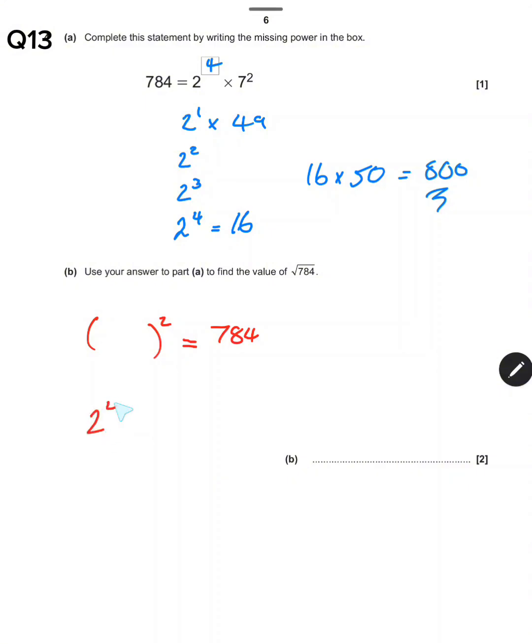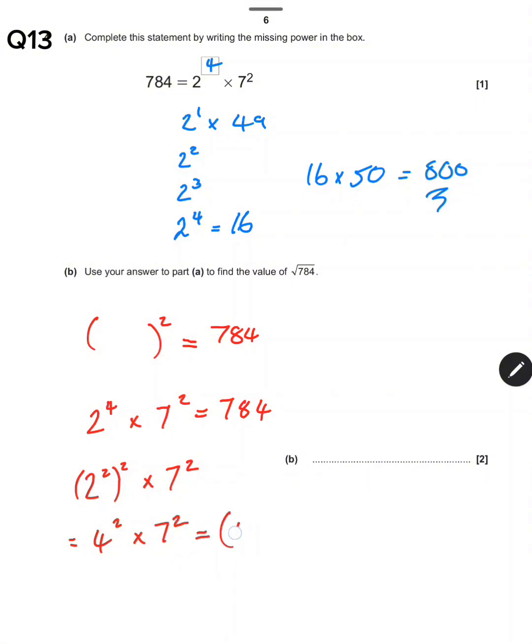Well, we know that 2 to the power of 4 times 7 squared is 784. If I just rewrite 2 to the power of 4 as 2 squared times 7 squared, and what that is, 4 squared times 7 squared. And 4 squared times 7 squared is the same as 4 times 7 all squared, and that's 28 squared. 28 squared will be 784.